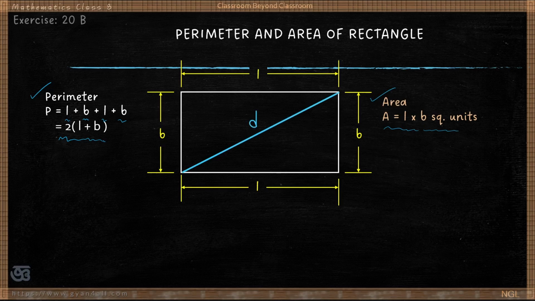And the diagonal D is equal to root over L square plus B square, because the diagonal makes two triangles and these two triangles are right angle triangles. So according to the Pythagoras theorem, L square plus B square is equal to D square. D is the hypotenuse for the triangle and D is also the diagonal of the rectangle.